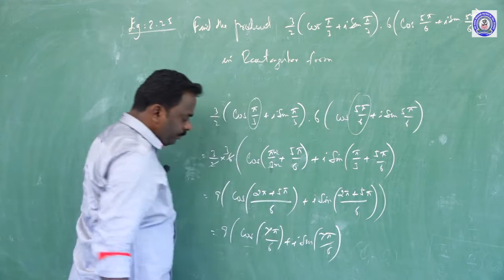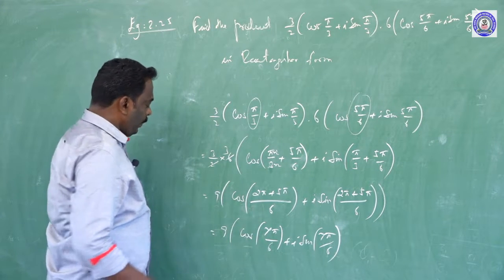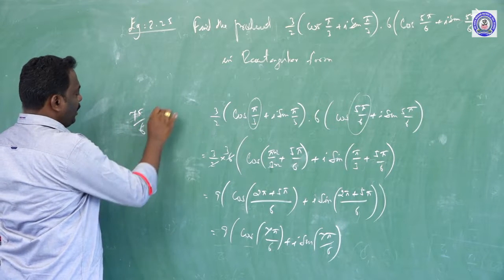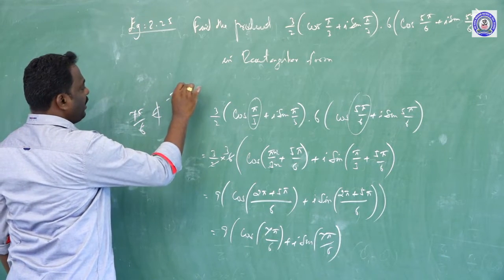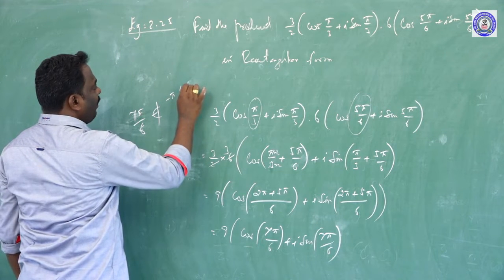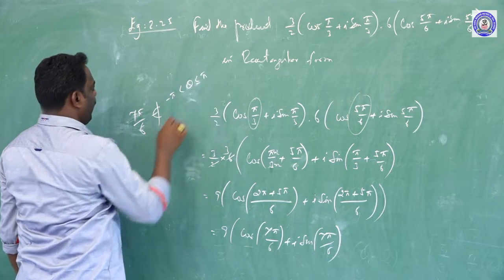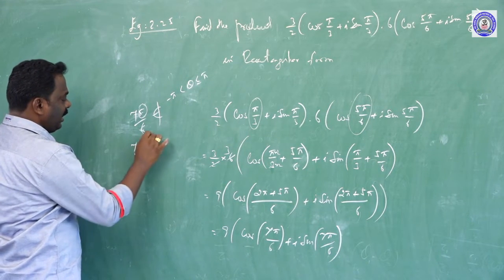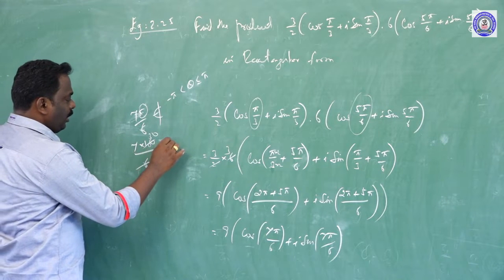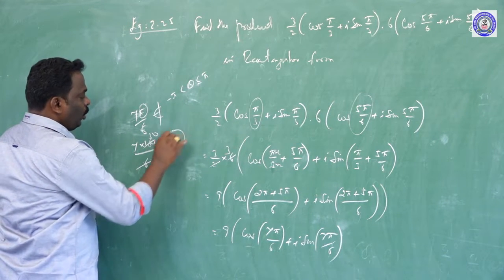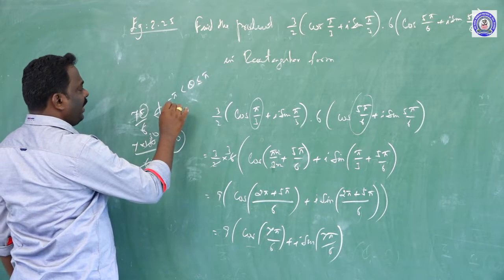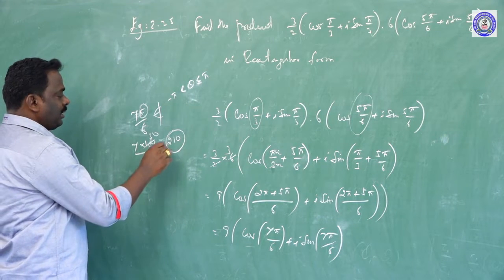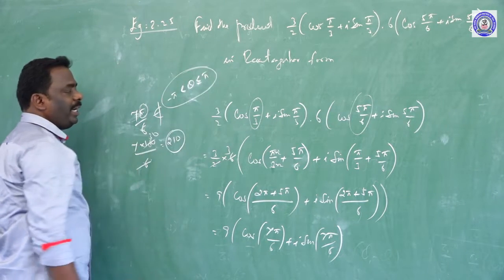This is the final form. But this number 7 pi by 6 does not lie in the interval minus pi less than theta, that is the argument of z, theta less than or equal to plus pi, because 7 into pi is 180 by 6 cancelled is 30, so multiplied that is equal to 210, which is outside the interval minus pi less than theta less than or equal to pi. Therefore our theta value does not lie in the principal argument.